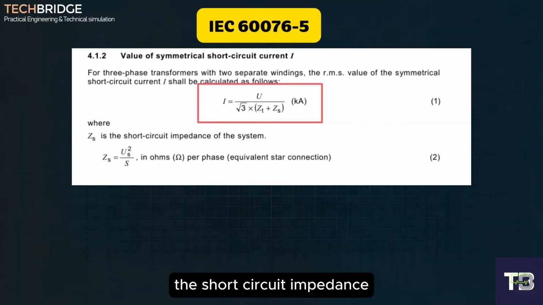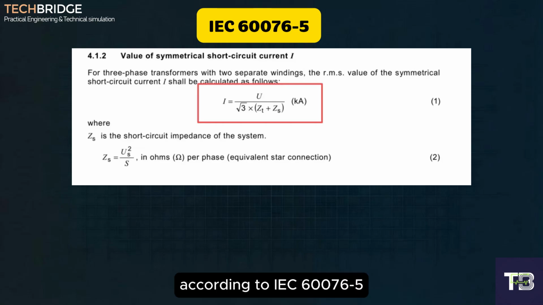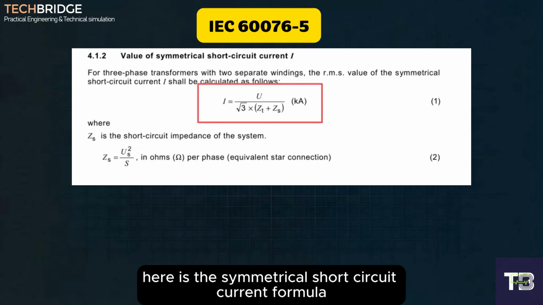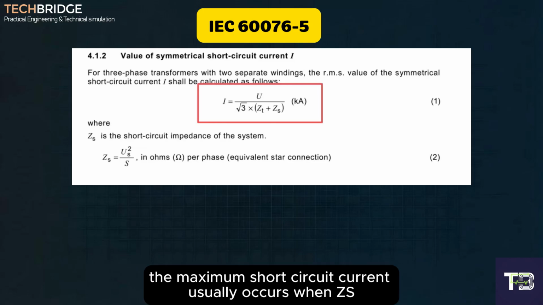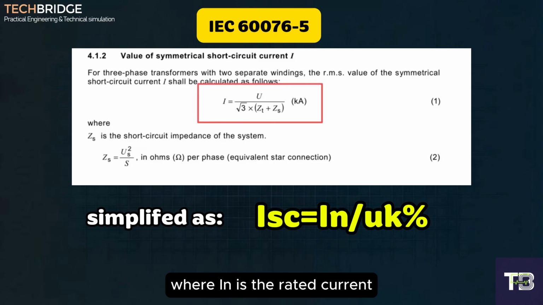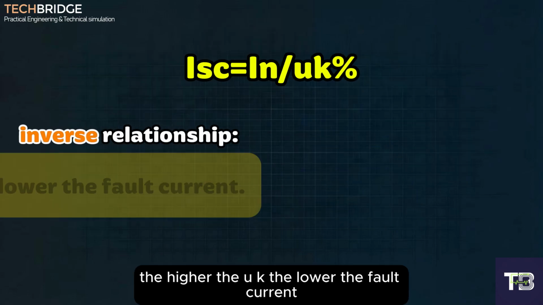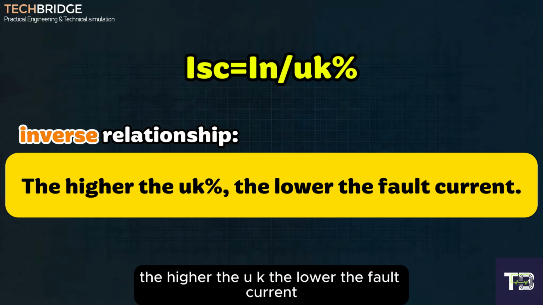The short-circuit impedance, UK, is the primary shield that limits fault levels. According to IEC 60076-5, here is the symmetrical short-circuit current formula. The maximum short-circuit current usually occurs when Zs approaches 0. The formula can be simplified to ISC equals IN divided by UK, where IN is the rated current. This formula reveals a critical inverse relationship. The higher the UK, the lower the fault current.